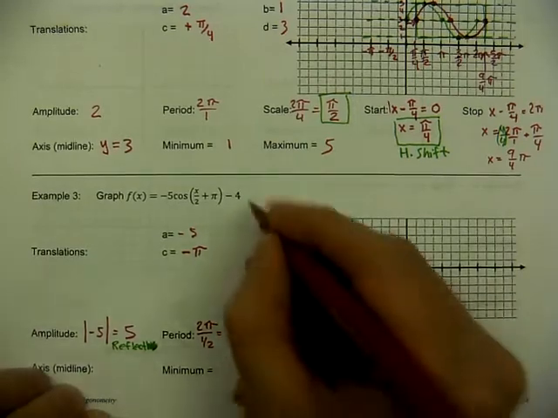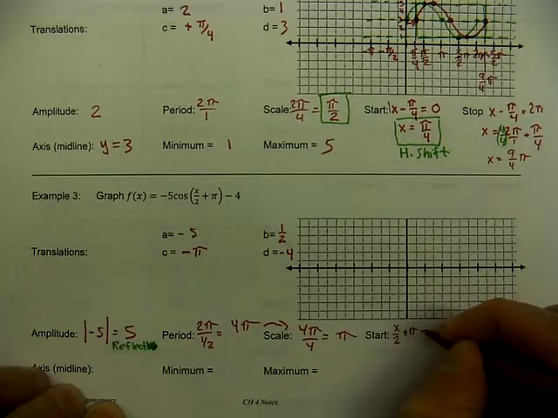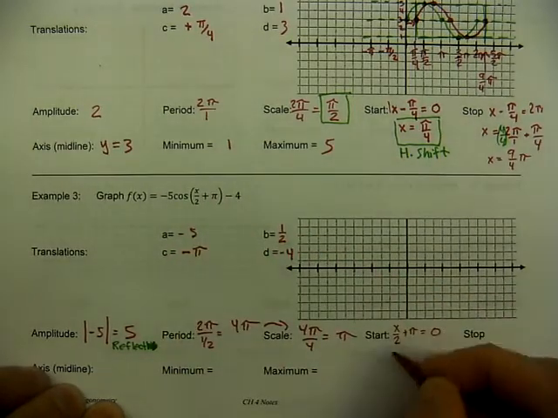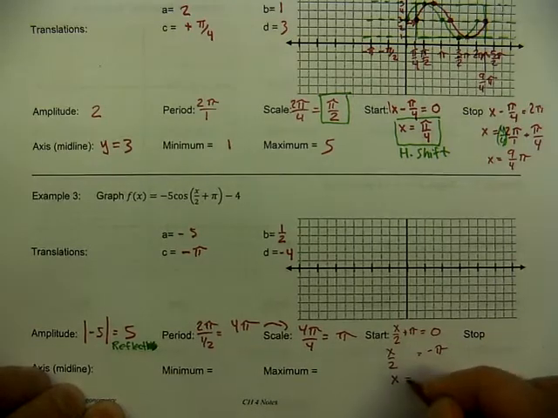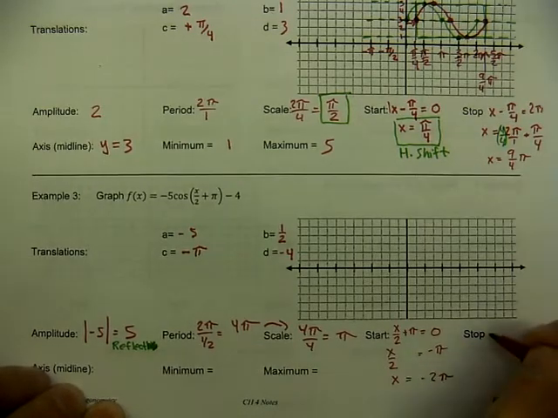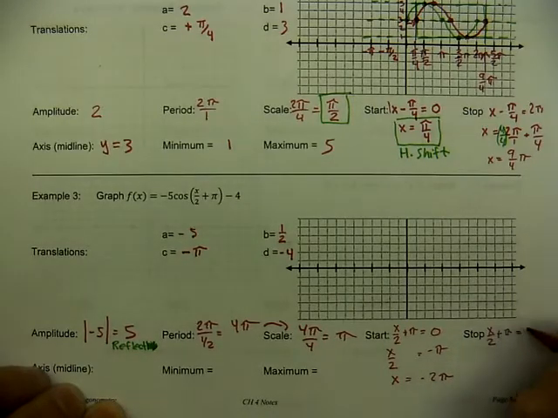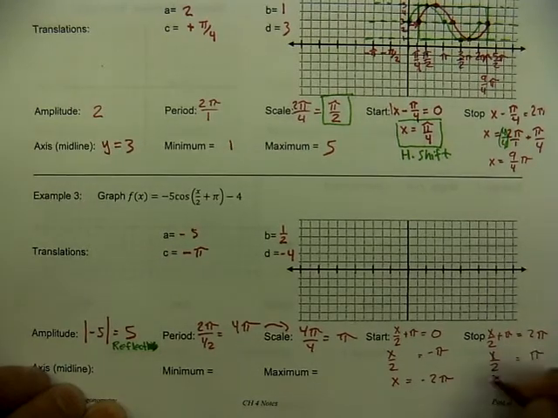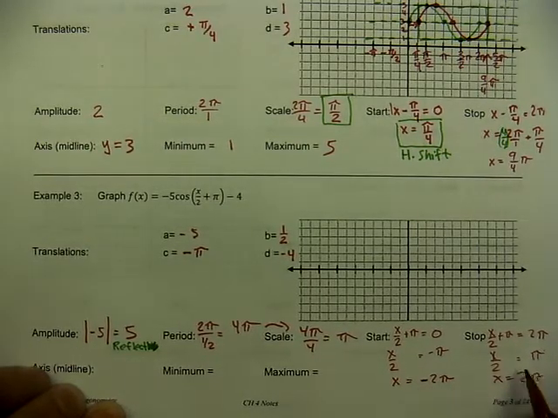To find the start, again, take everything in the parentheses and set that equal to 0 because that's where cosine normally starts. Subtract pi from both sides and then multiply both sides by 2. So -2 pi is where we start, and then where we stop, again, take everything in the parentheses, set that equal to 2 pi. Subtract pi from both sides and then multiply by 2. Right, so if we're starting at -2 pi and we're stopping at +2 pi, that is an interval of 4 pi altogether, and that agrees with the period that we have found here.